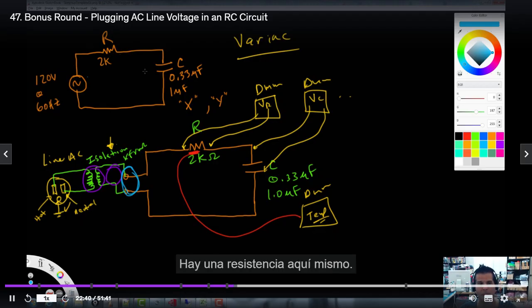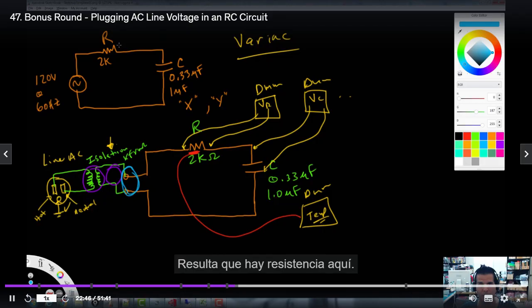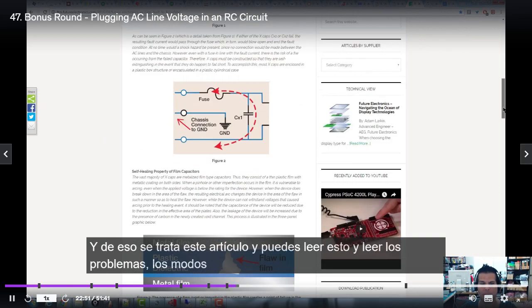There's a resistor here, right? But this is across the line. So we're using this X capacitor here across the line. There happens to be resistance here, all right? But same idea. All right, and so that's what this article is all about.